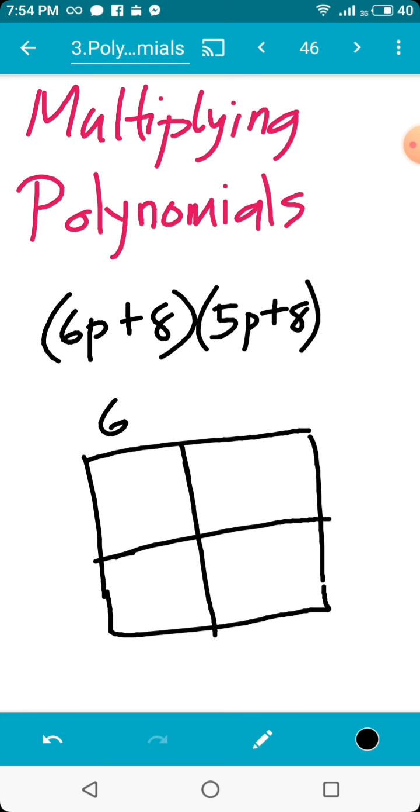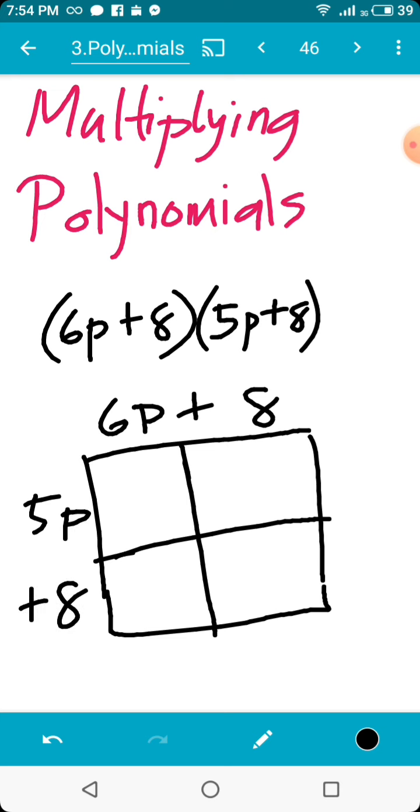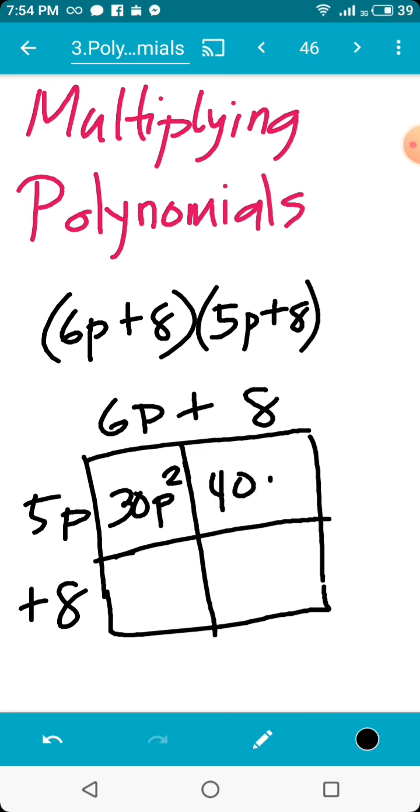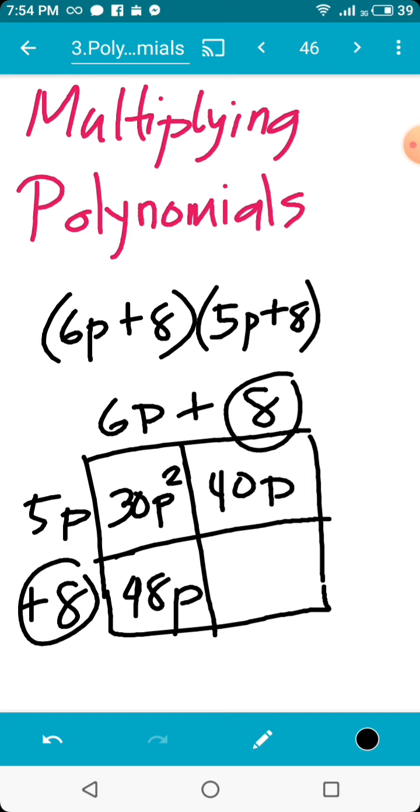So, let's say, nandito yung 6p, tsaka positive 8, and nandito yung 5p, at saka positive 8. Okay? So, imumultiply natin sila para makuha yung area nito. Alright? So, first, 6p times 5p, so we have 30p squared. Okay? And then we have 8 times 5p, and that is 40p. Okay? And then 6p times positive 8, and that is positive 48p. And then we have 8 times 8, so we have positive 64.